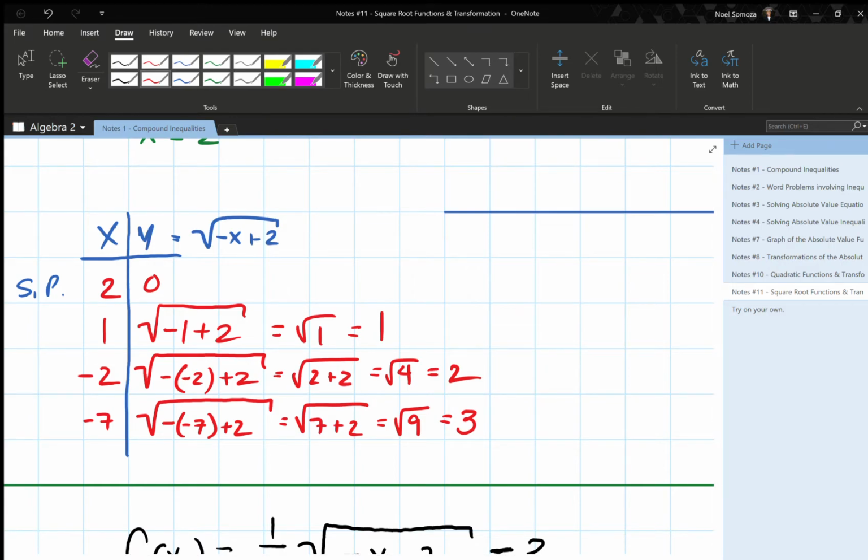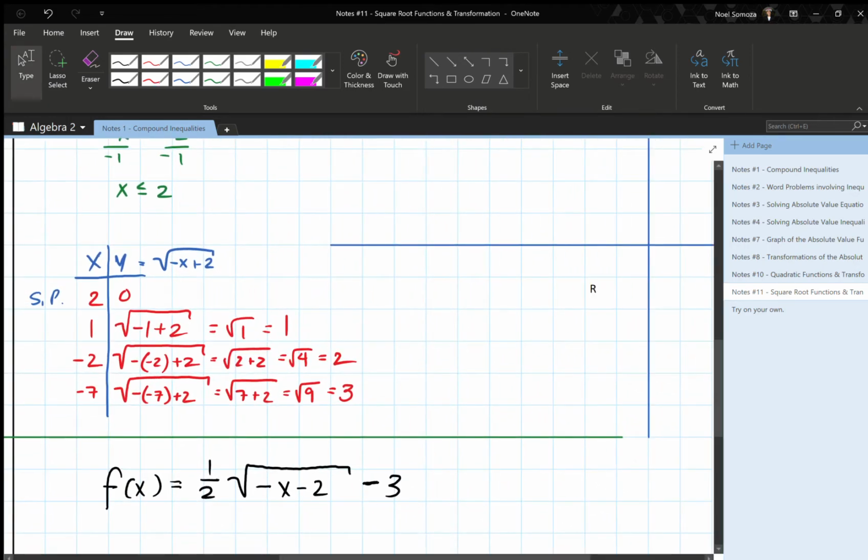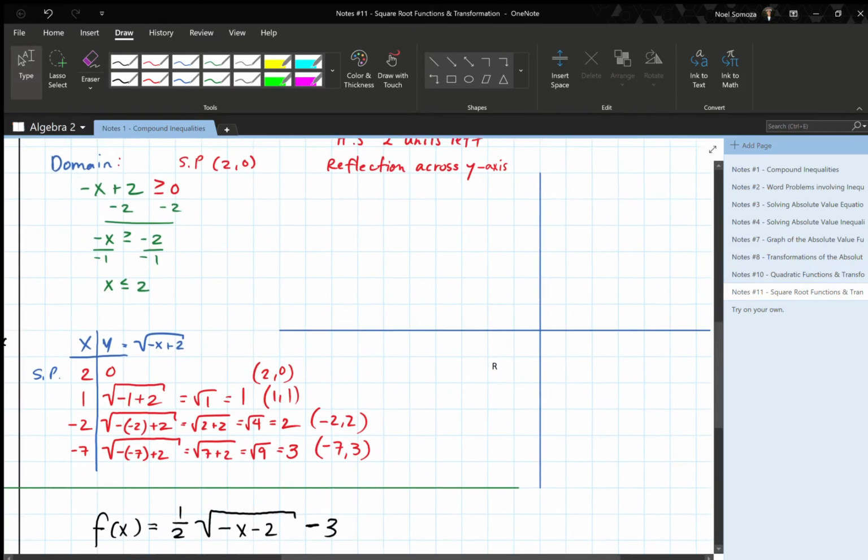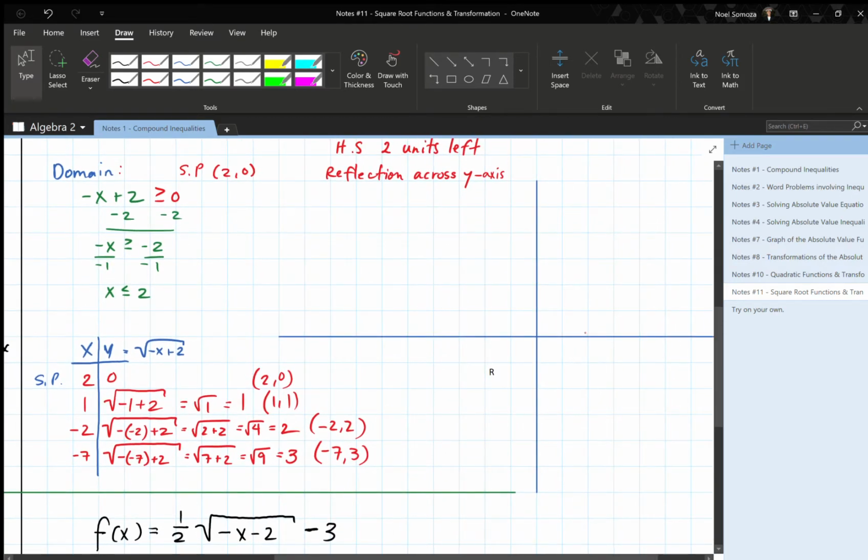Okay, that should be good enough. So let's go ahead and move over to the graph. Let me write out these coordinates. I have 2, 0, 1, 1, negative 2, 2, and negative 7, 3. So starting point at 2, 0. Then I have 1, 1. Then I have negative 2, 2. And 3, 4, 5, 6, 7, and 1, 2, 3. And there's my last point.